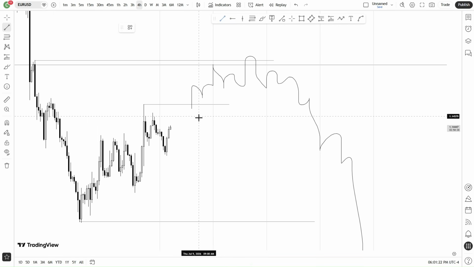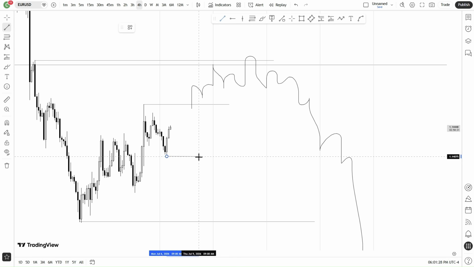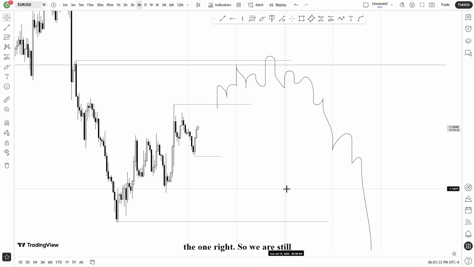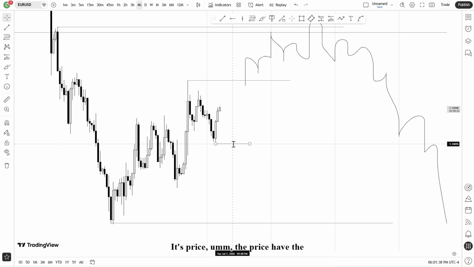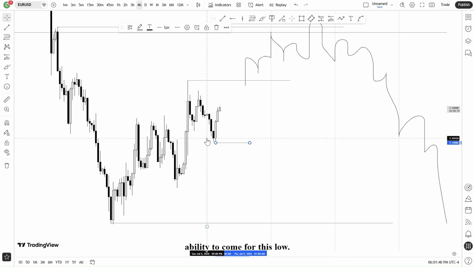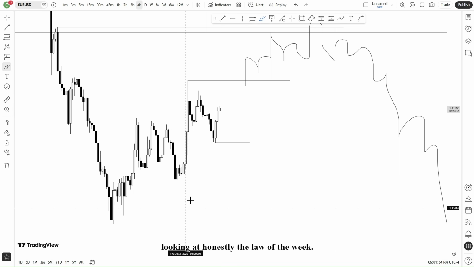So now, this is the low. I'm not expecting this low to be made. So price can still come for this low, for the low of week one, right? So we are still considering time and duration. With time, does price have the ability to come for this low during this week? Yes, I would say, because nothing is impossible, right? You can still have Tuesday, but considering Tuesday's production phase, it does not really have that power. So I'll be looking at Wednesday for the low of the week.